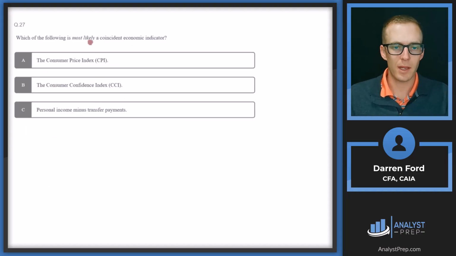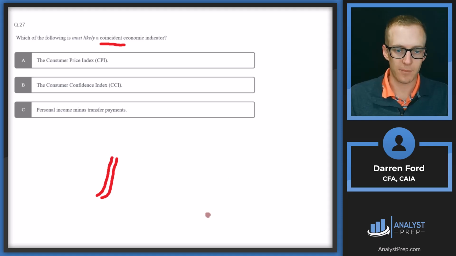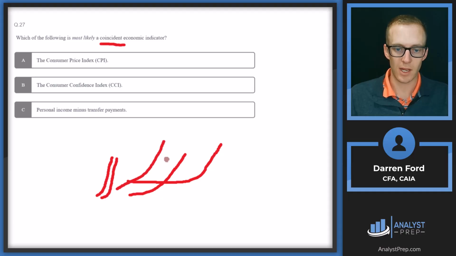Answer A. Which of the following is most likely a coincident economic indicator? Coincident meaning that when the economy is going up, this indicator is also going up right in tandem with it, or vice versa going down. Whereas with a lagging or leading indicator, a lagging one would show up after the economy downturn. So if the economy went up like this, our lagging variable would look more like this, and then it would go up after. Leading would tell us ahead of time.